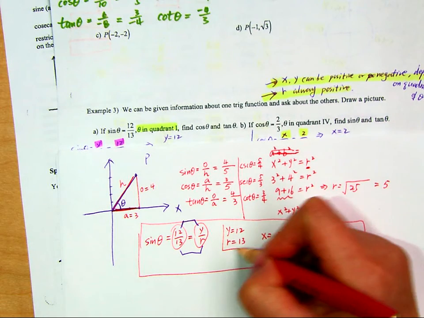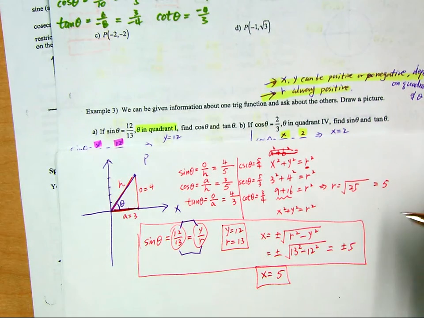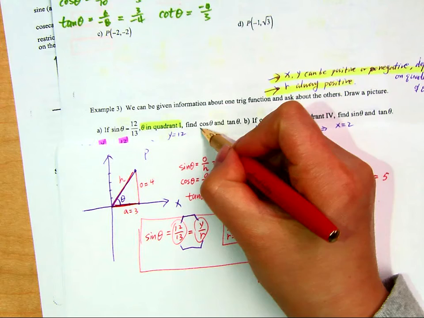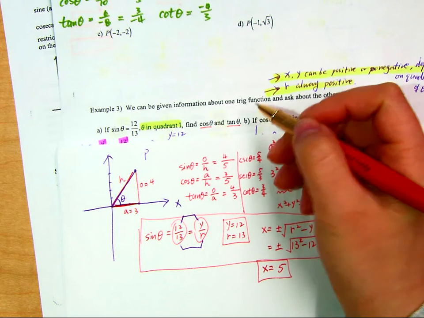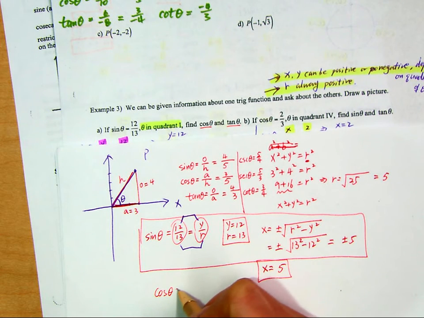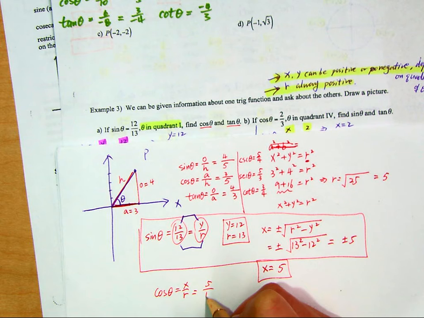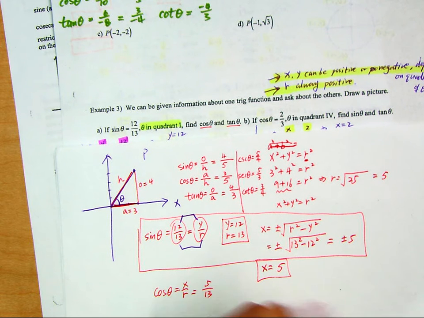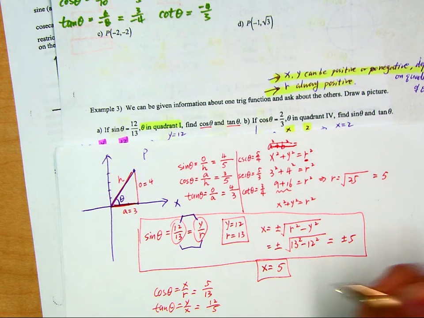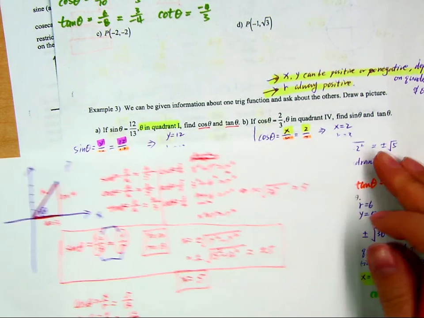So when we know these three sides, we can find the cosine and the tangent. So cosine is x over r. So you just plug in 5 over 13. That's it. And the tangent equals y over x. So the y value is 12, the x value is 5. And that's it. That's how you do part A. And then look at part B.